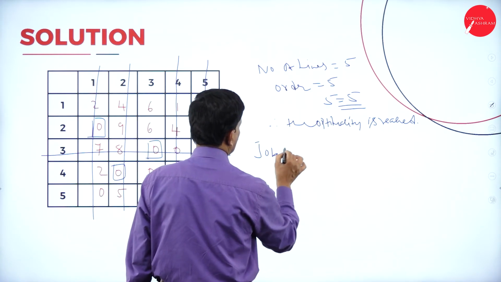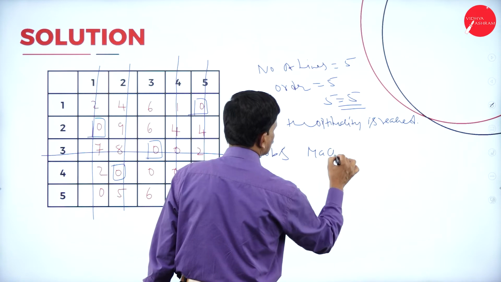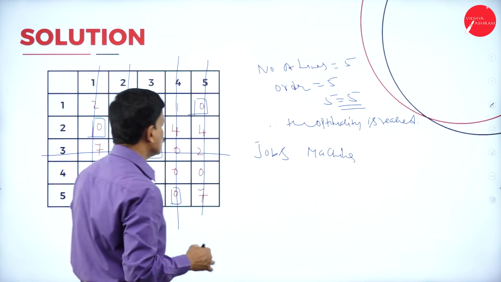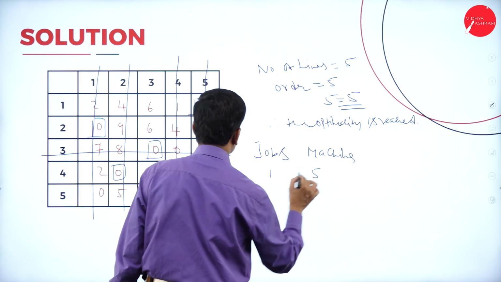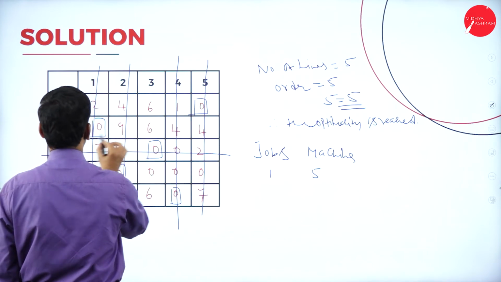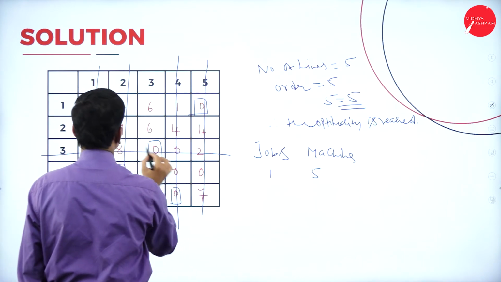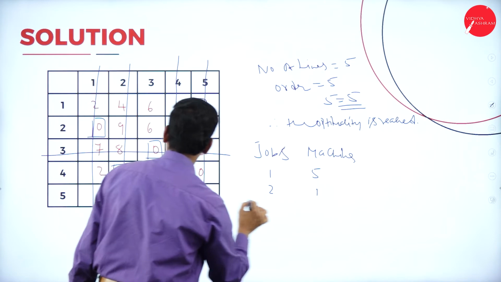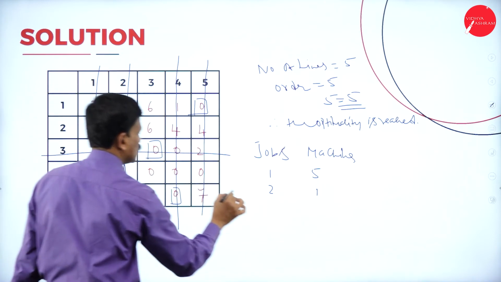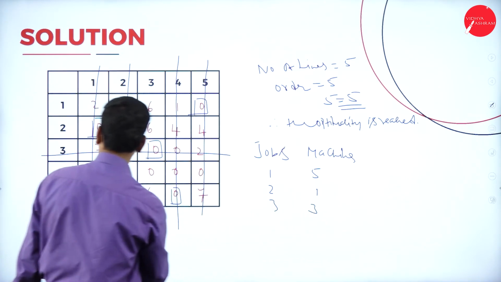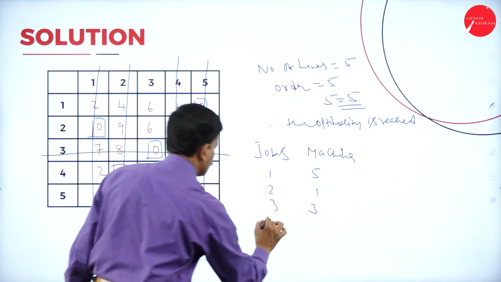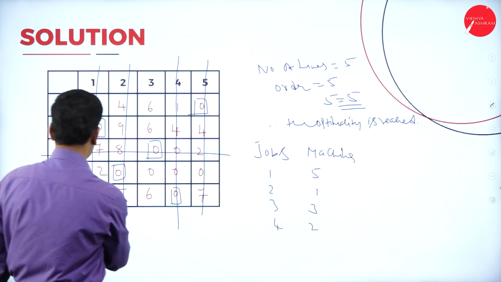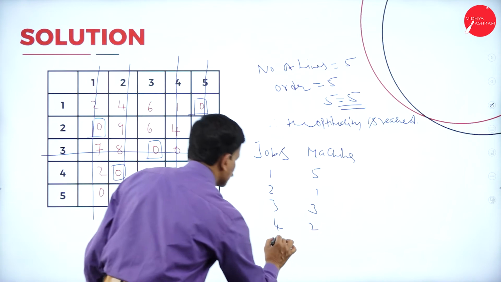Now let us come to this. What are the jobs and the machines? Now we can write. For job 1, the machine number is 5. 1 to 5. Next, 2 to 1. For third it is 3. And for the fourth one it is 2. And for the fifth machine it is 4.